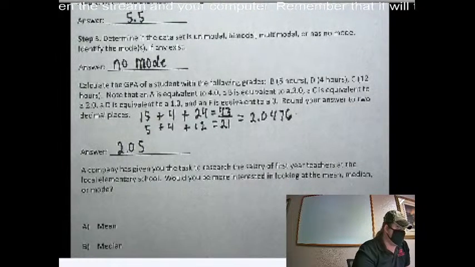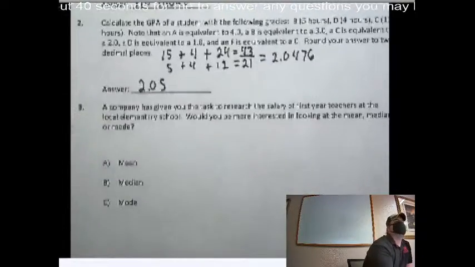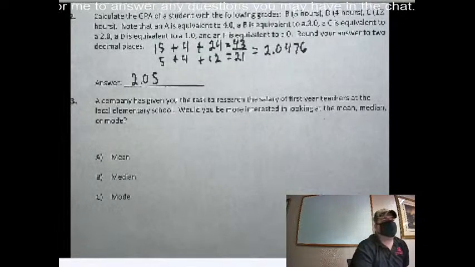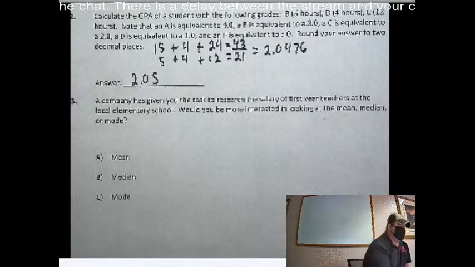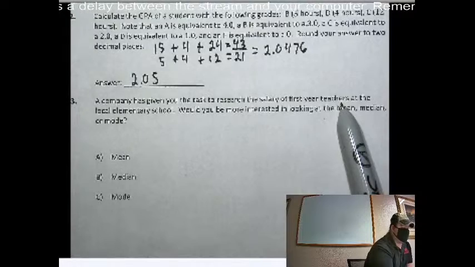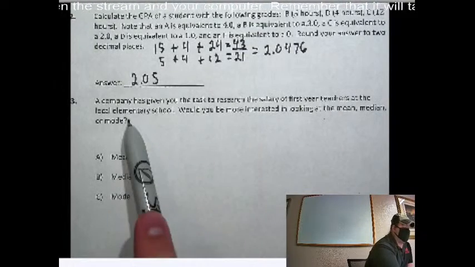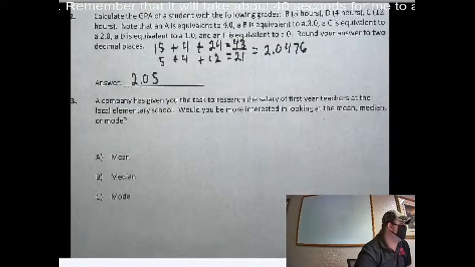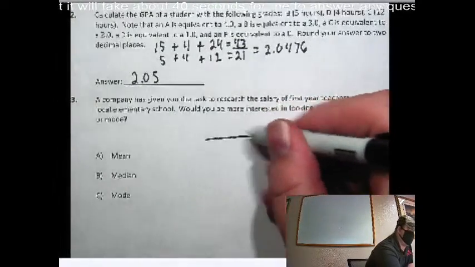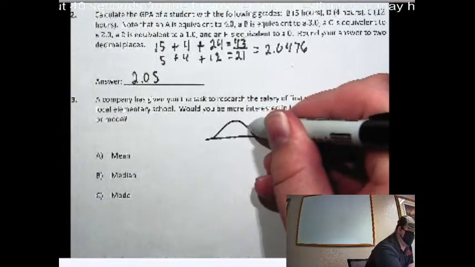Okay. Next one, a company has given you the task to research the salary for first-year teachers at the local elementary school. What would you be more interested in looking at, the mean, median, or mode? Okay. So it really depends on what the data looks like. Is it going to be evenly distributed, or is it going to be skewed in one direction or the other? So since this is teachers, and it's their first year, and they're all at the same elementary school, then there shouldn't be a whole lot of difference between their salaries. So their salaries will probably be normally distributed, like that.